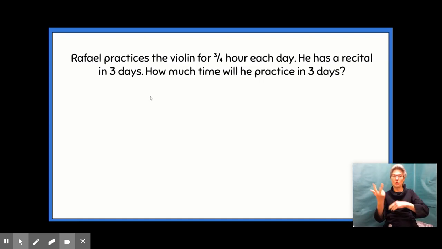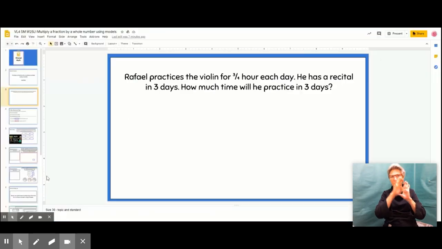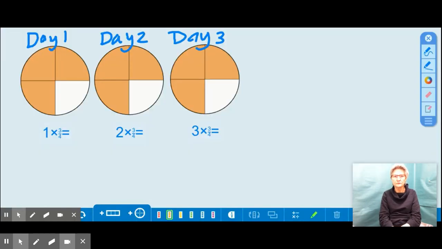So we're going to start by drawing a model. Here we have a model that I drew. At the top, I labeled day 1, day 2, and day 3 because we know that he's practicing for 3 days. Below it, I have a circle representing 1 whole hour, and I shaded in 3 of those. It's broken into fourths because we know that he practiced for 3/4 of an hour. So my whole is broken into fourths. 3 of those are shaded for each of the 3 days.